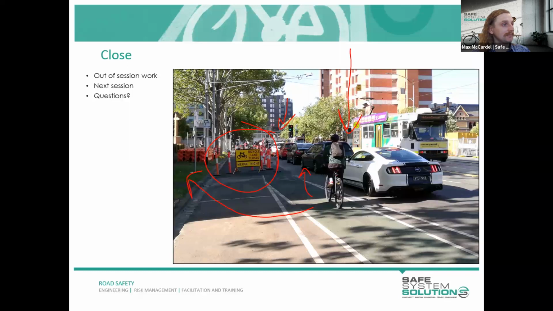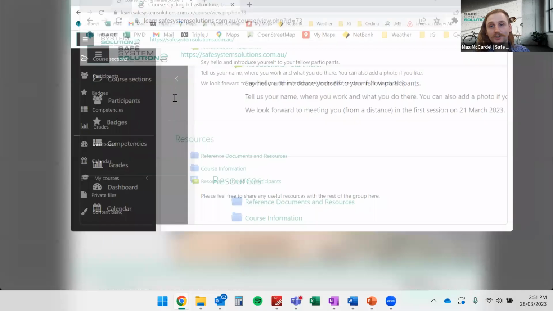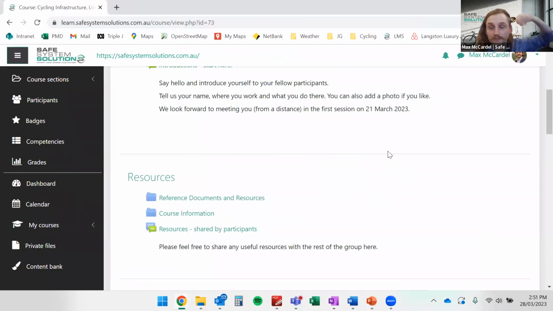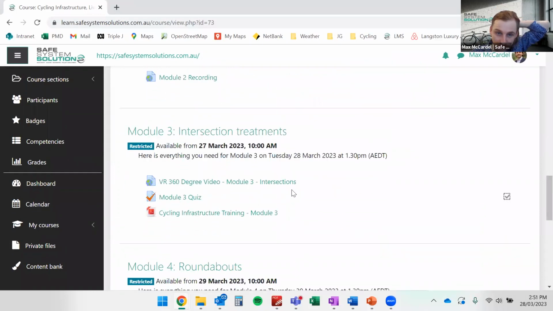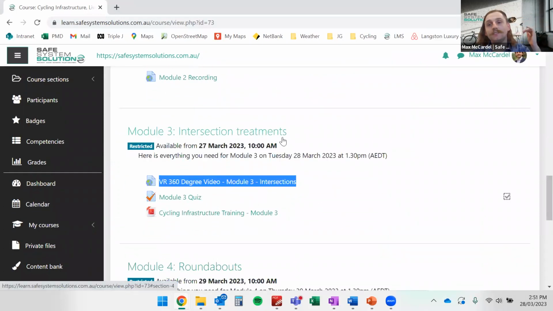So the end of today's session, but I did want to touch on the assignments for today. Similar to our previous modules, we do have the 360-degree video footage to review. This example is one protected intersection and one regular conventional intersection. Both examples are cyclists performing right turn maneuvers.